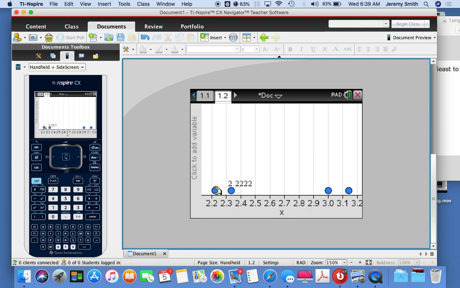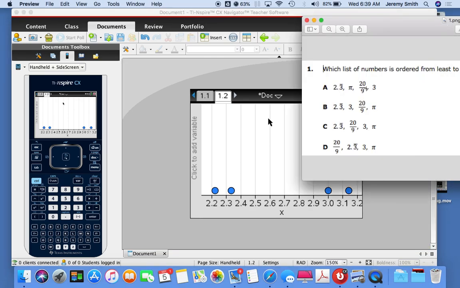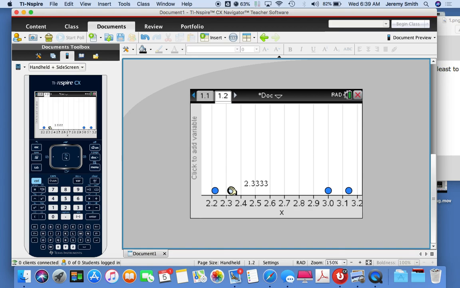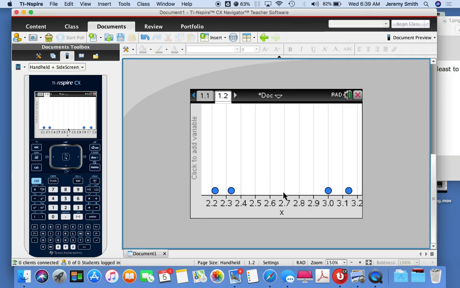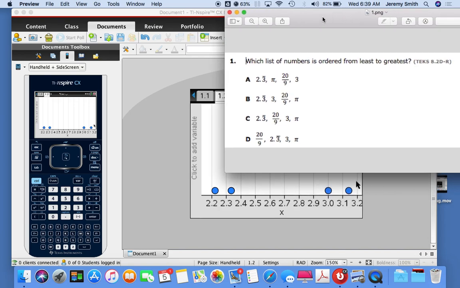So I can see that this is my smallest number, 2.222, which we know was 20 over 9. The next one is 2.333, which is this number right here. The next number is going to be 3. And then the biggest number is pi. So I can obviously see that my answer to this particular problem is going to be D.